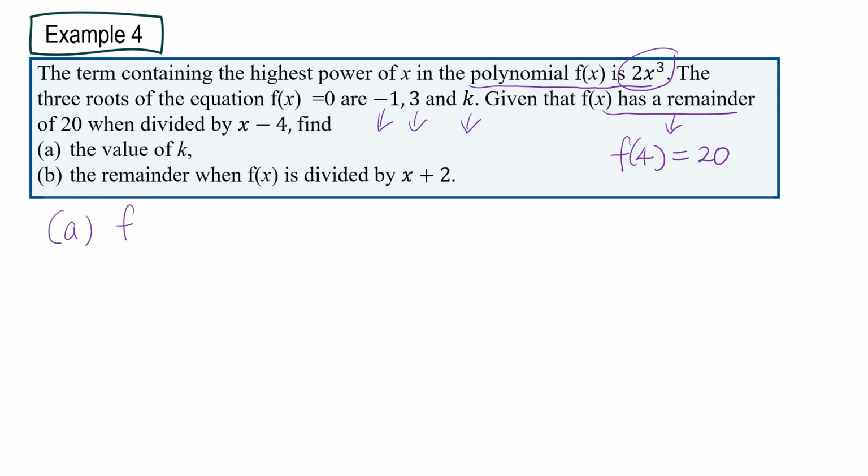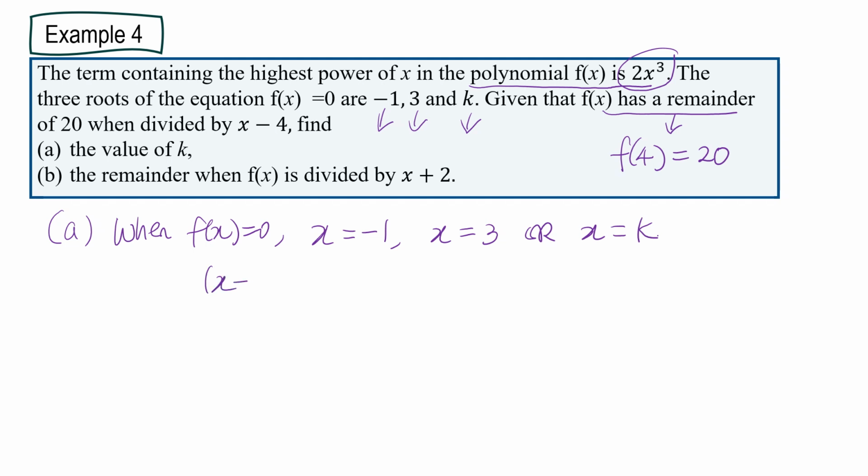First of all, we are told that when f(x) is equal to 0, the possible values of x are negative 1, 3, and k. The roots refer to the values of x when f(x) equals 0. So x can be negative 1, x can be equals to 3, or x can be equals to k. This is what we are saying, right? When you let it go to 0, this is how I get x equals to negative 1, x equals to 3, and x equals to k.